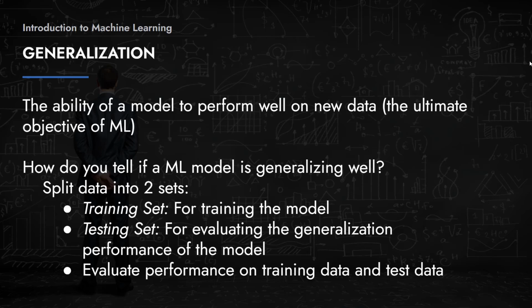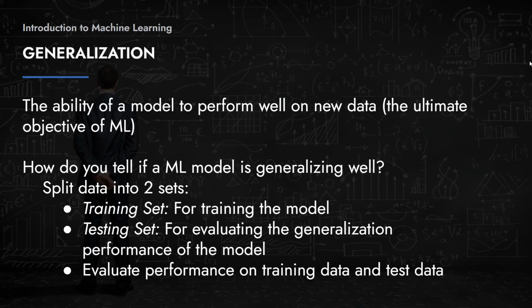So how do you tell if a machine learning model is generalizing well? This is a very important topic, and you have to drill into your head the importance of a testing set. In order to tell if your machine learning model is generalizing well, you have to split data into two sets: the training set for training the model, and the testing set for evaluating the generalization performance of the model. So you have to do this before you do anything.